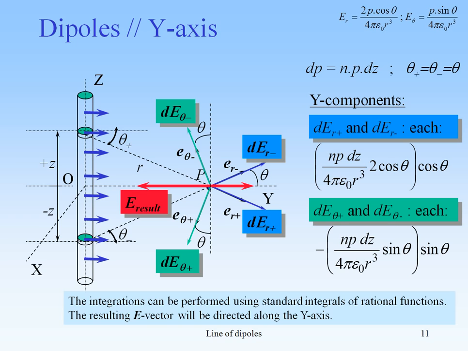These integrations can be performed using standard integrals of rational functions. The resulting vector is along the y-axis. The standard integrals are not that easy because we have a third power here, and the cosine theta squared is also given by y over r, so we have y squared over r squared here, and we end up with a power of r to the fifth in the denominator. It's not an easy integration.